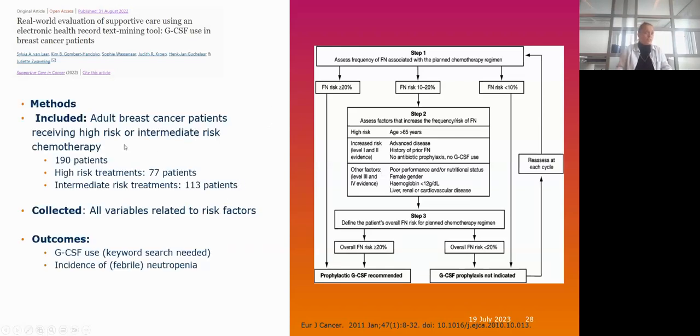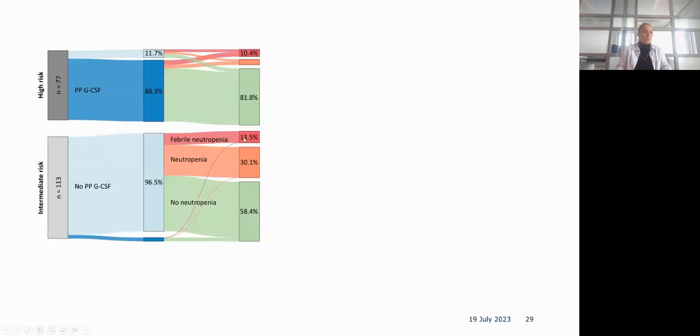So we included a lot of breast cancer patients, 119; 77 had a high risk treatment, so in the above 20% group. This is related to the treatment, so we could just base that on the treatment they were given, and 130 in the intermediate group. We collected all those variables as risk factors, and we wanted to know, is the prophylactic given, and did they develop the neutropenia or febrile neutropenia? And this is what we could show. In the high-risk group, almost everyone gets it, but if not, it will result in febrile neutropenia mostly. And in the intermediate group, this was not what we expected, but almost none of the patients received it.